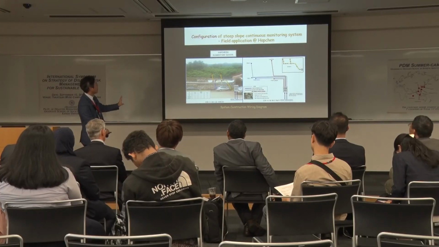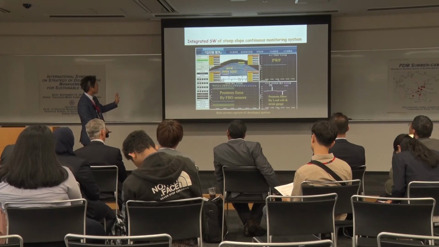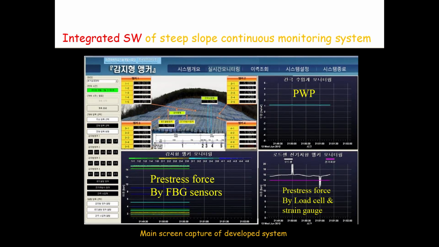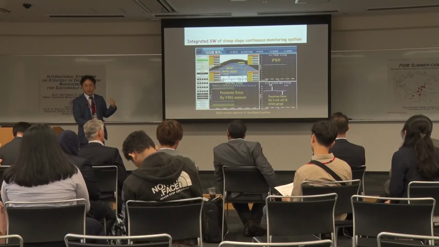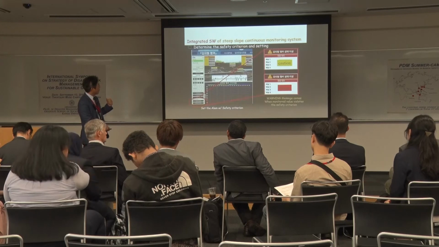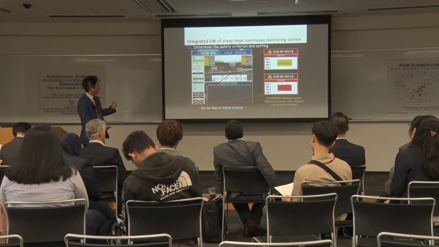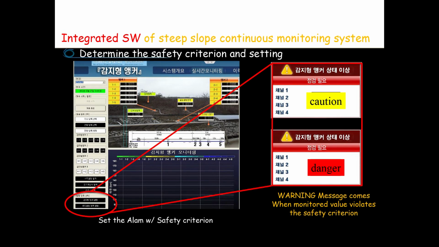This is the test site we did, and this is the main screen capture of the developed system, with photographs of all the systems shown in the photos. This is the groundwater table change, and the pre-stress force changes can also be seen. And then we set the alarm with safety criteria from the government. And then we can give warnings, cautions, or even danger alerts to the people who take care of these slopes when the monitored value violates the safety criterion.